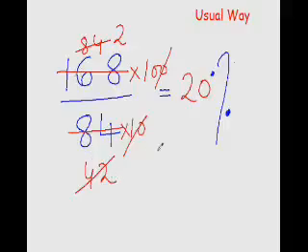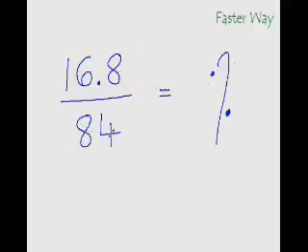So now let's look at the faster way of doing it. The faster way of finding the percentage equivalent of a fraction is that you look at the denominator and ask yourself what percentage of this denominator is this numerator. So you know that 10% would be 8.4, but this is more than that, so you know that the answer here is more than 10%. How much more? Let's take 20%. So double of 8.4 would be 16.8, and voila, we have the right answer. So the answer here is 20%.